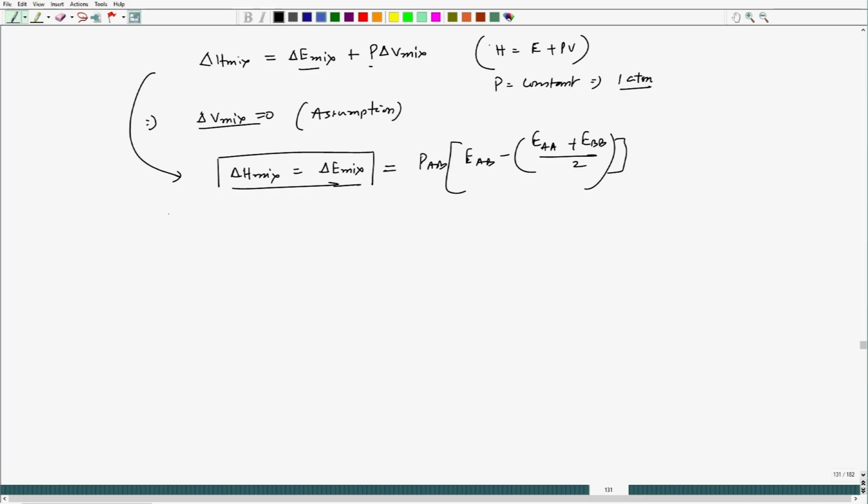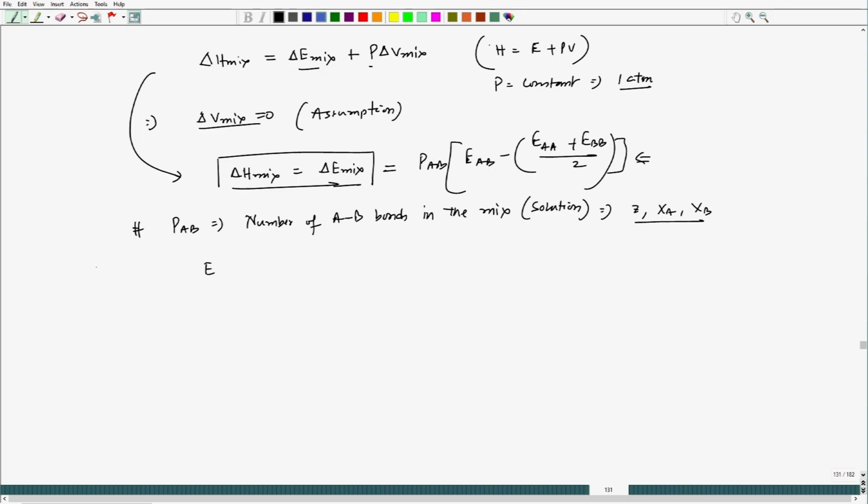Now, our sole interest would be to find out PAB, which is the number of AB bonds in the mix or solution. So, this will be our sole interest, and this will be found out with respect to Z, XA and XB. Before that, let us understand this particular expression.